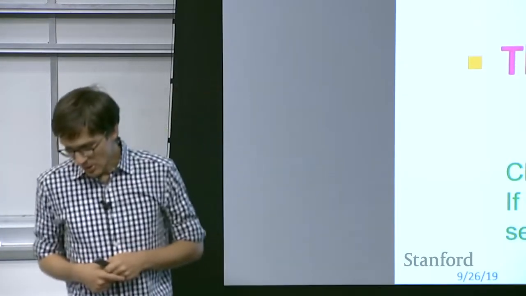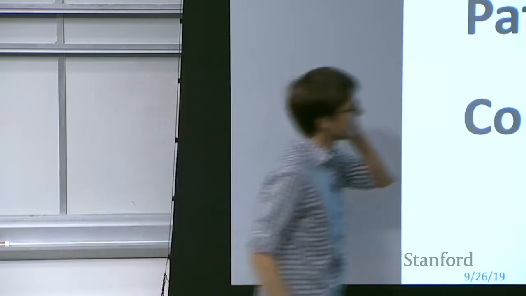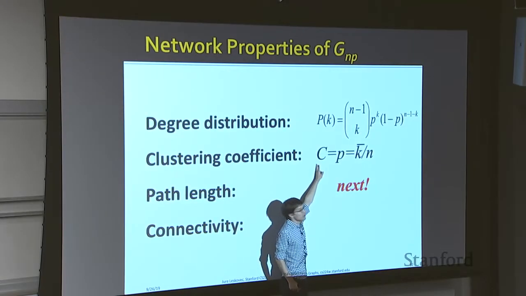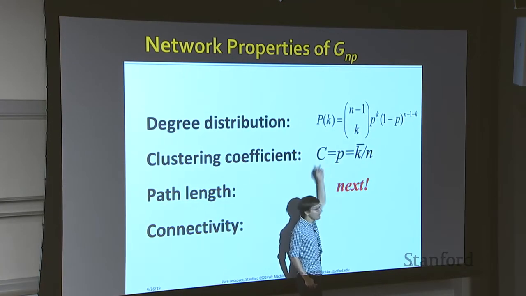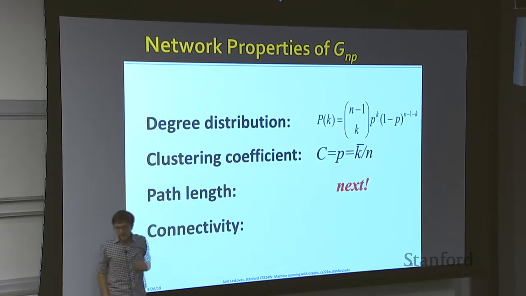Okay? So what did we learn so far? We learned that the degree distribution follows a binomial. We actually derived an expression for the value of the clustering coefficient. Now I need to show you two other properties.